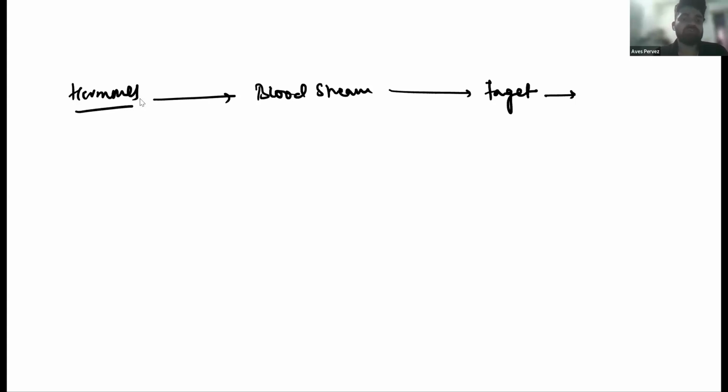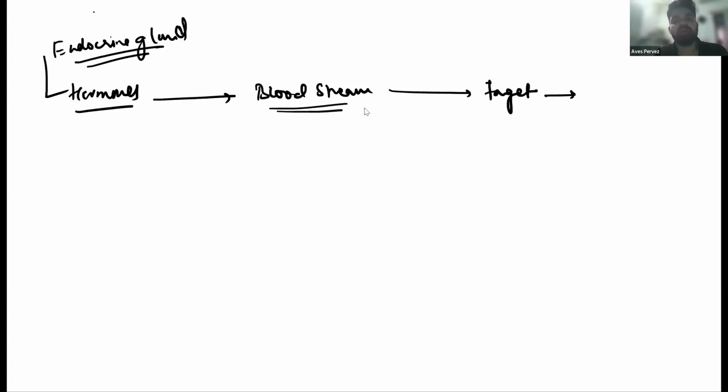Hormones are secreted by endocrine glands. And what does the endocrine system consist of? It consists of endocrine glands that secrete hormones. These hormones are directly released into the bloodstream, and from the blood they reach the target organ. For example, when we eat food, the blood sugar level increases. What is going to happen? The pancreas is going to secrete insulin that will lower the blood sugar level and keep it at a certain level.